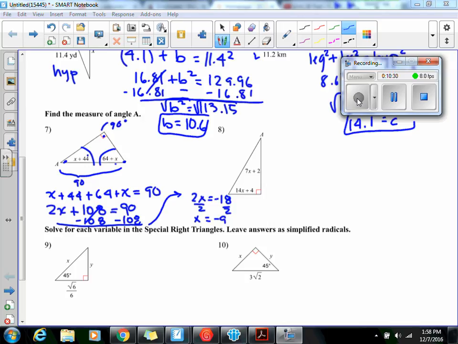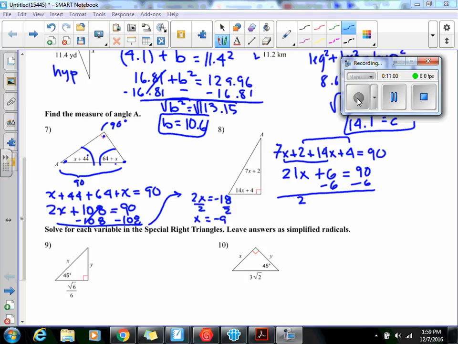The problem over here, number 8, works the exact same way. So we have 7x plus 2 plus 14x plus 4 equals 90. So I'm combining my like terms. So 7x plus 14x is going to give us 21x. I always like to write my x's first. And 2 plus 4 equals 6. Okay. And that is equal to 90, making sure I'm writing that correctly.